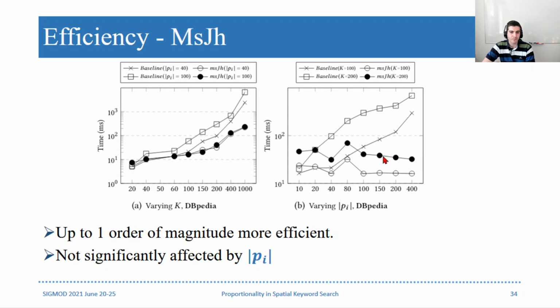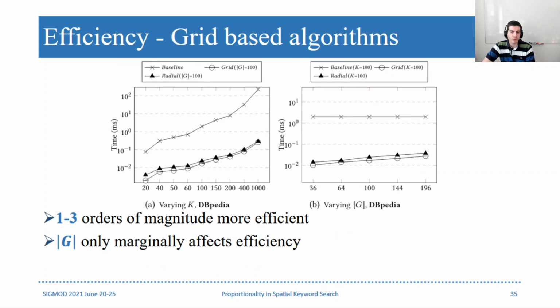For the calculation of spatial proportionality, we consider the efficiency of the grid algorithm against a baseline of directly computing all the proportionality scores for each place in the input set. Both grid algorithms are significantly more efficient than the baseline, achieving a consistently better performance of 1 up to 3 orders of magnitude for larger values of the input set size. We also observe in figure B that the size of the grid only marginally affects the efficiency of the algorithms.